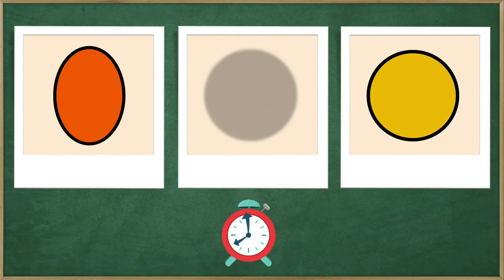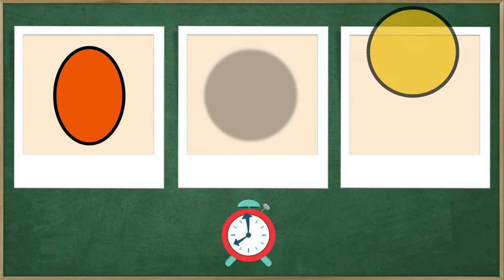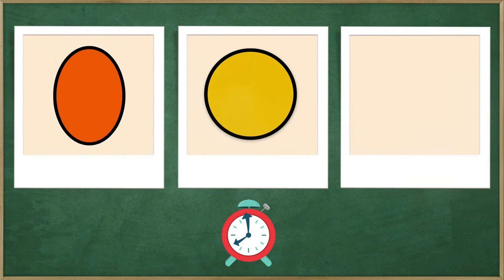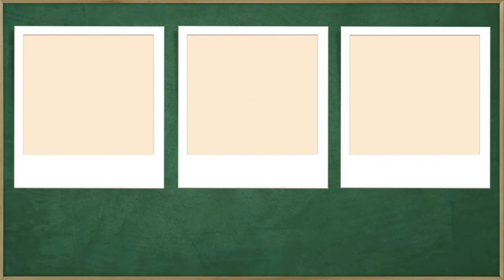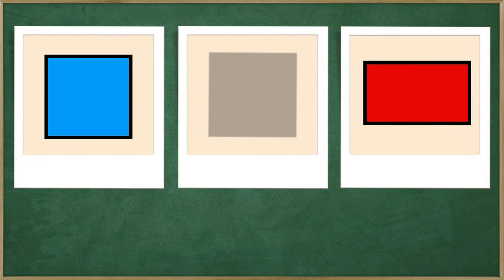Time is up. Do you have an answer now? The right answer is this. What is this shape? This is a circle. Circle. Next one. What shape is this? Is this one or this one? Go think.